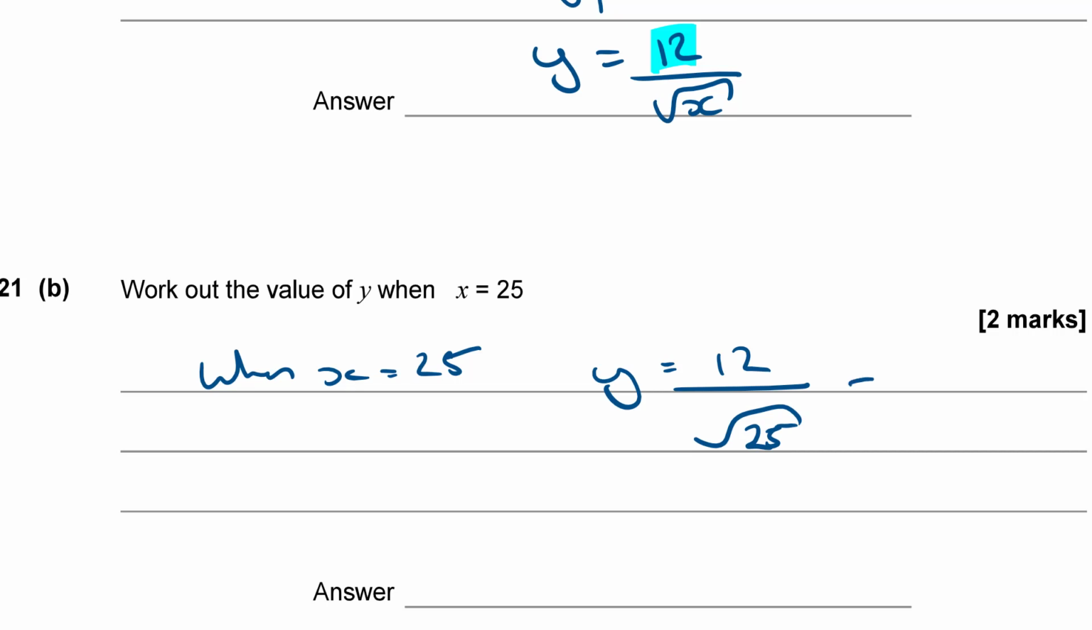So basically y is 12 over 5 then, isn't it? 12 fifths, which is 24 tenths, which is 2.4, isn't it? 2.4. So the answer is 2.4.